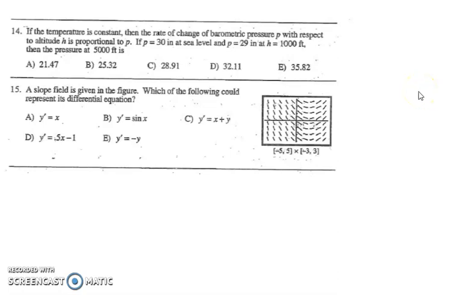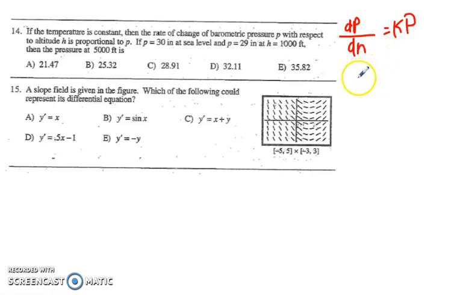Great, here we have multiple choice problems number 14 and 15, and we will need a calculator for number 14. So we're being told we have temperature as the constant, and the rate of change of barometric pressure P with respect to altitude is proportional to P. So that means dP/dH is proportional to P. So this is a growth and decay equation.